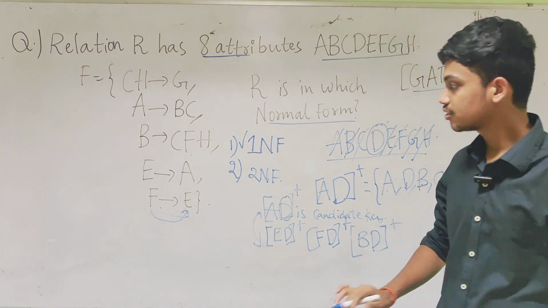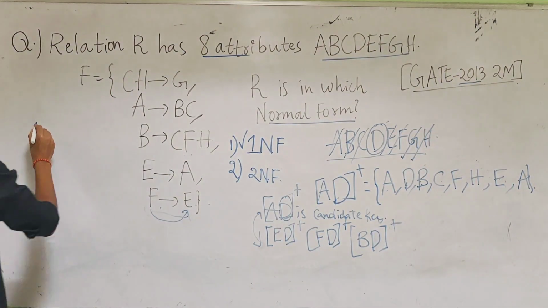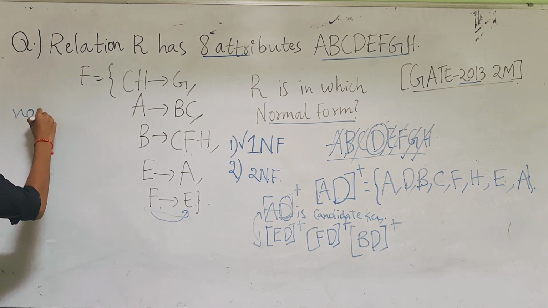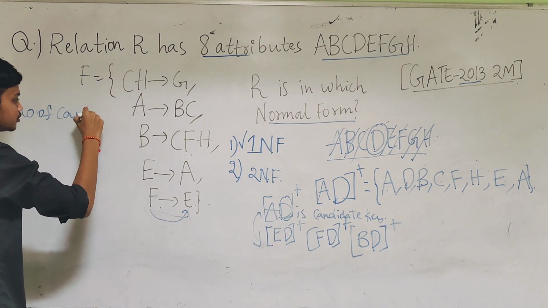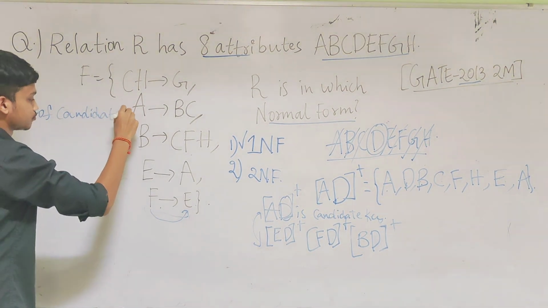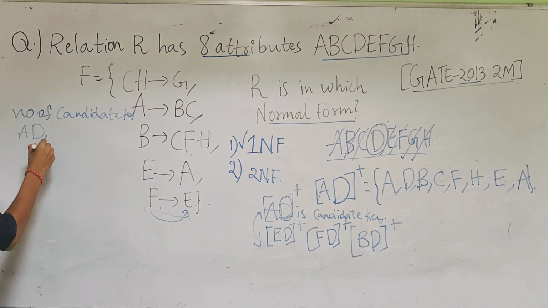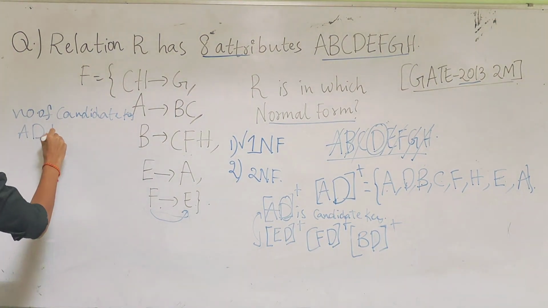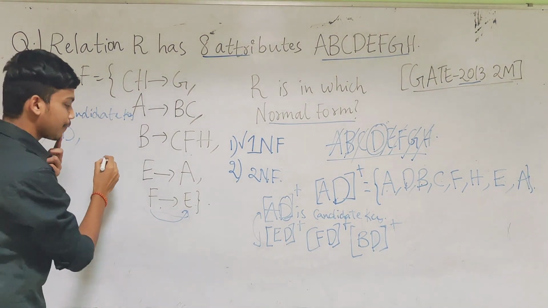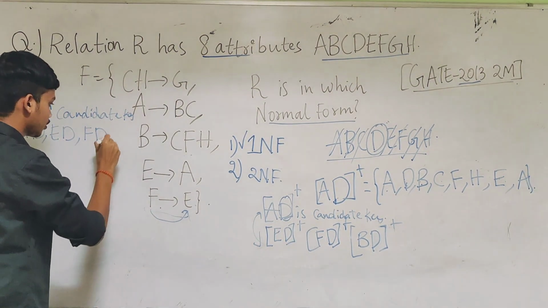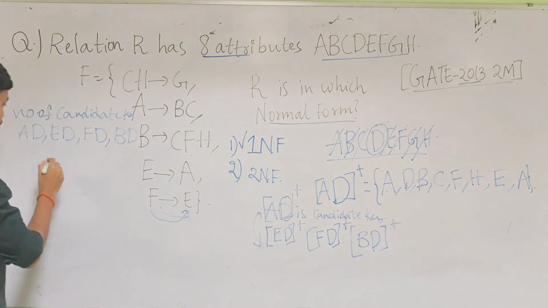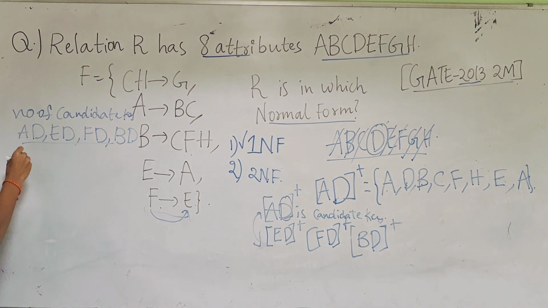So how many candidate keys are there? I am writing it here. Number of candidate keys. How many candidate keys are there? AD is a candidate key and ED is a candidate key. FD is a candidate key. BD is a candidate key. So what are the prime attributes?